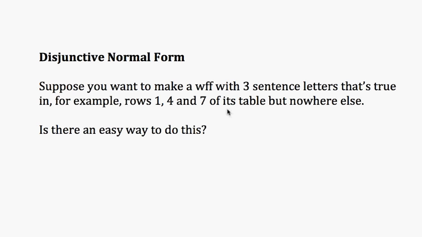Well, there is, and I'd like you to think about it for a minute. Suppose that you're allowed to use not, and, or. Set up a table with P, Q, and R, and put on the left all of the different combinations of truth values, and then try to think of a sentence built using not, and, or that's true in exactly rows 1, 4, and 7, and nowhere else. Pause the lecture for a moment, see what you come up with.